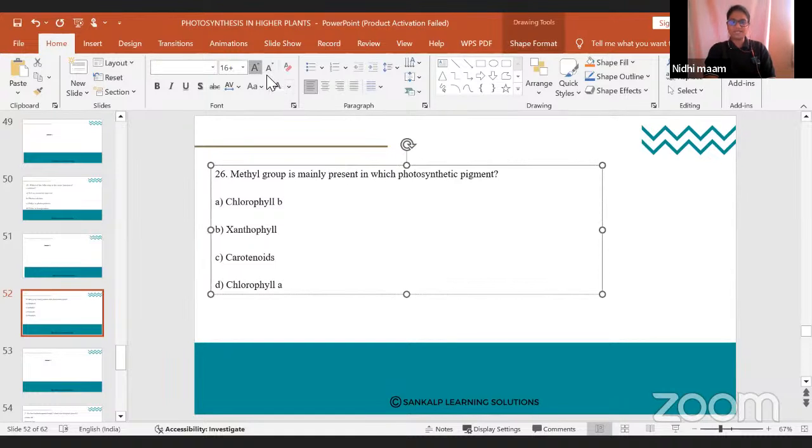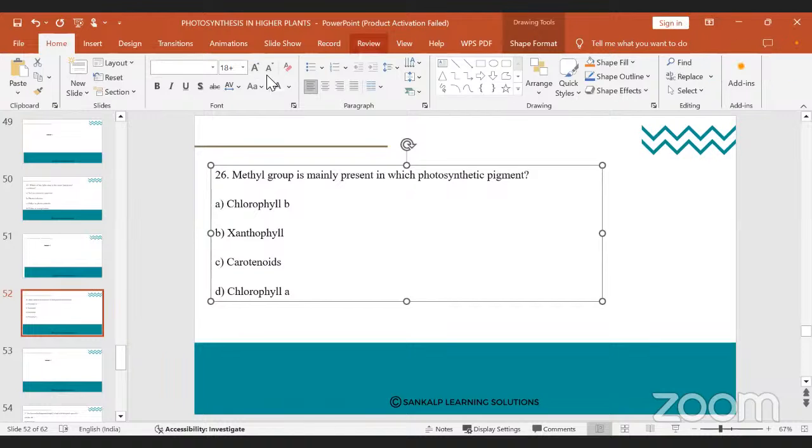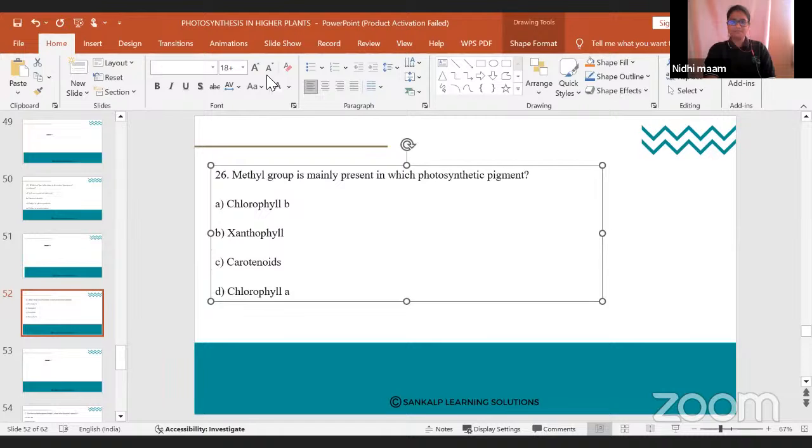Methyl group is mainly present in which of the photosynthetic pigment? A is chlorophyll B, B is xanthophyll, C is carotenoids, D is chlorophyll A. Yes, the quick response is given by Chaitanya, Shashank, Kavya M, Bhuvan.